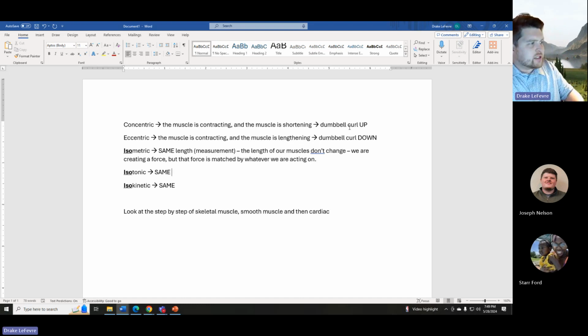Isotonic means same force. Let me double check. Isotonic, we say we're using the same force or constant force.